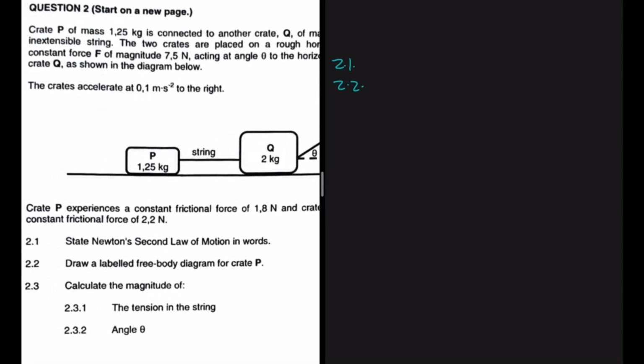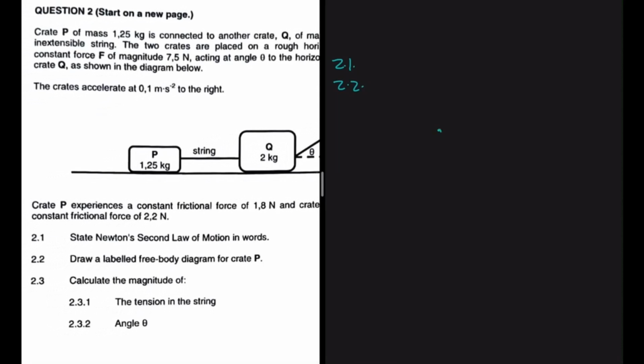And then the first question, 2.1: state Newton's second law of motion in words. I'm definitely not going to do that. And then 2.2, let's draw a labeled free body diagram for crate P. So let's pay attention to crate P now.